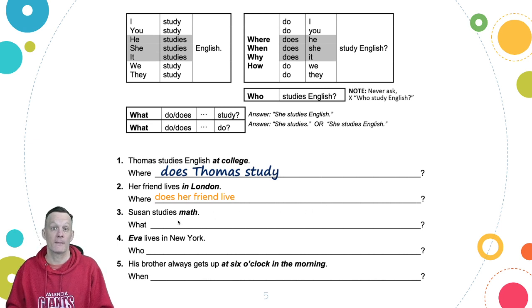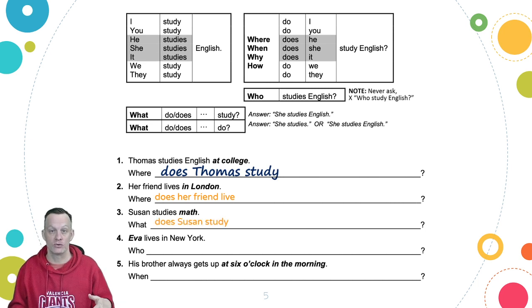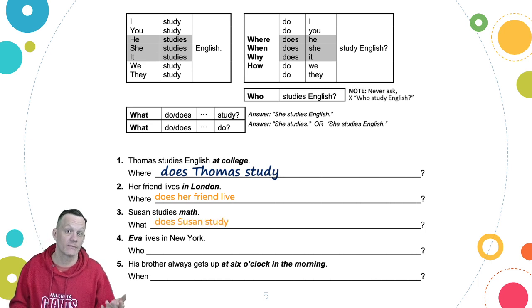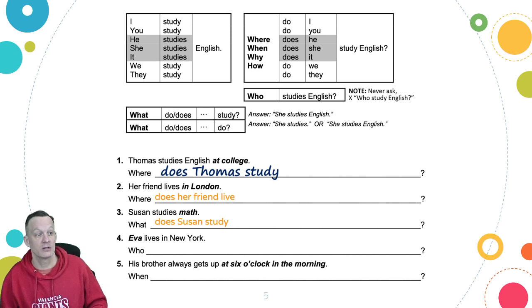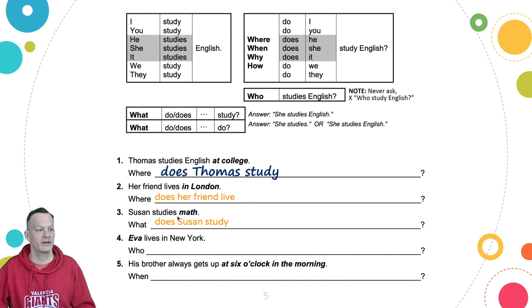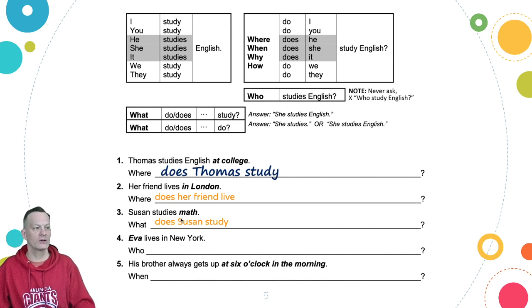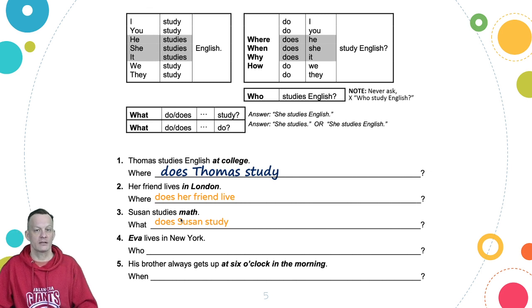Susan studies math. What? What does Susan study? What does Susan study? And I'll make sure I'm not in the way here. I'll try to get out of the way. In fact, no, I can't go on the other side because I'll be in the logo. So, what does Susan study?